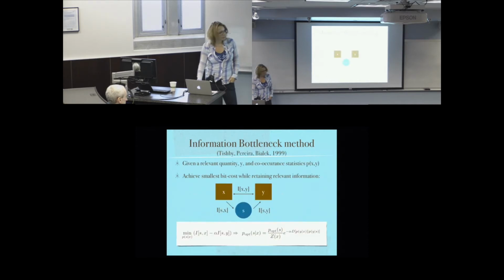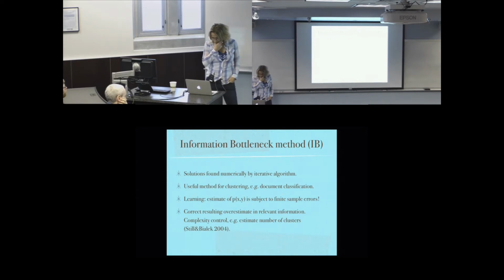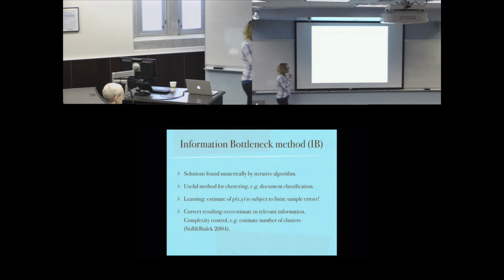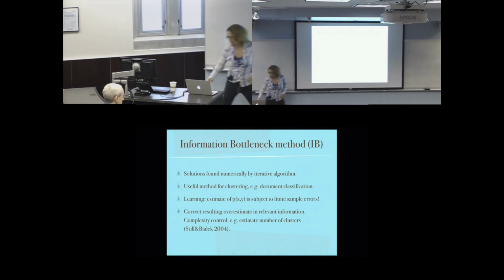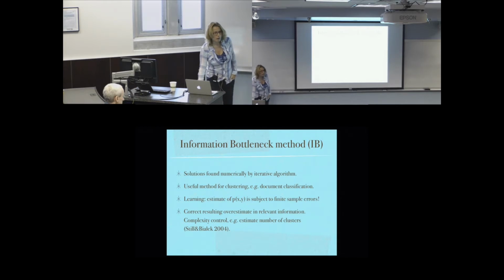Remember how I said that you have to be given the co-occurrence statistics? Well, what about learning? In learning, you don't know the distribution, you want to estimate it, right? So if you estimate the co-occurrence statistics, then that estimate is subject to finite sample errors. And so you have an overestimate in relevant information which you need to correct for, and this correction will give you some kind of complexity control. And so you can talk about learning in this framework too. By complexity control, it's sort of like stopping you from overfitting. So for example, you won't use too many clusters to describe something.